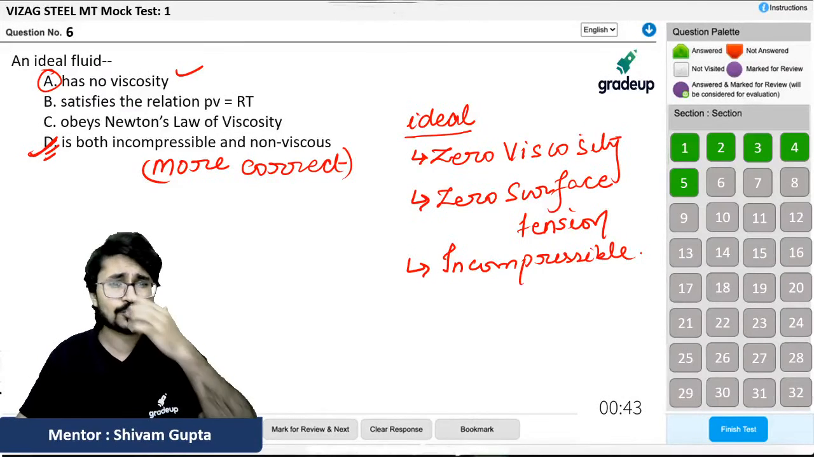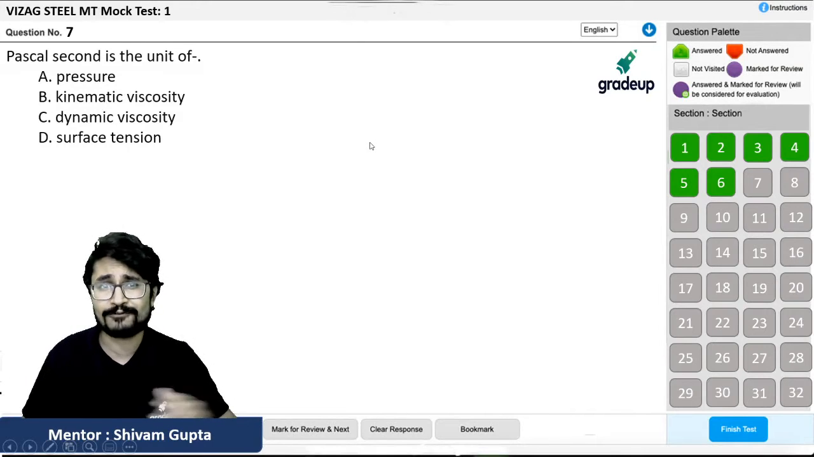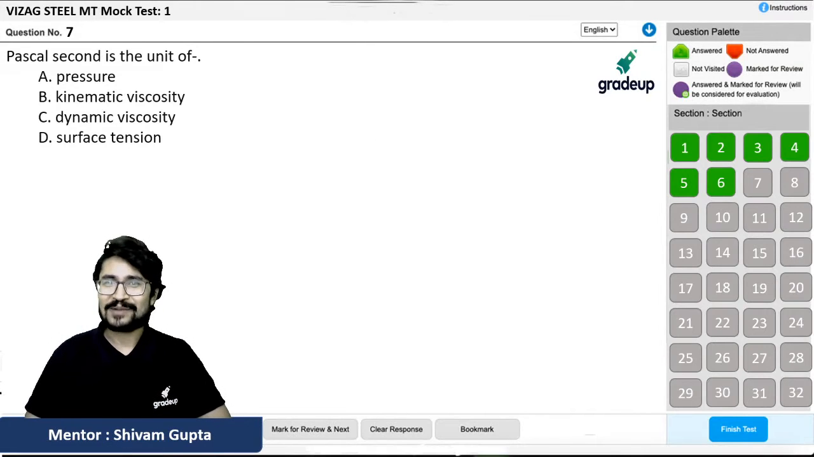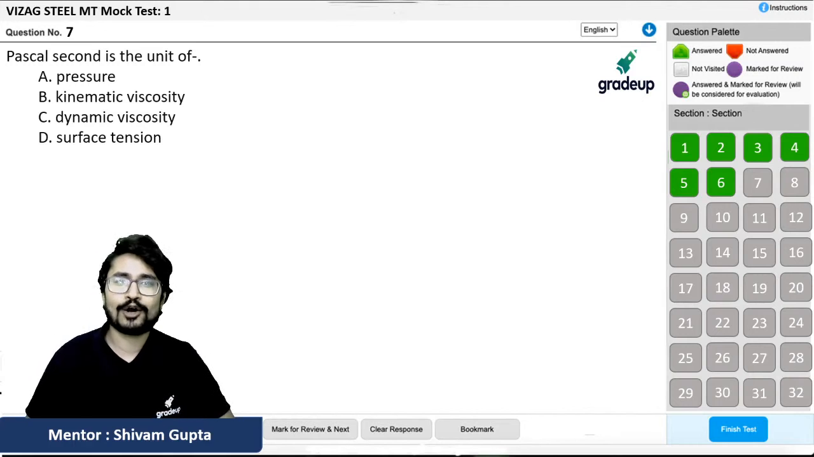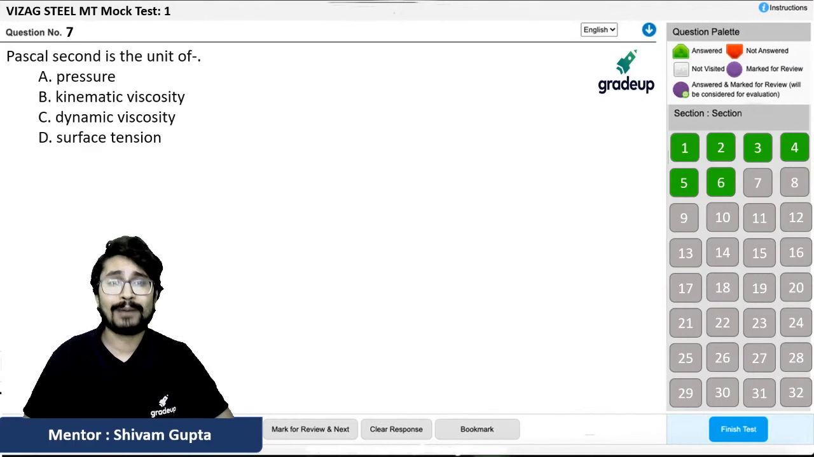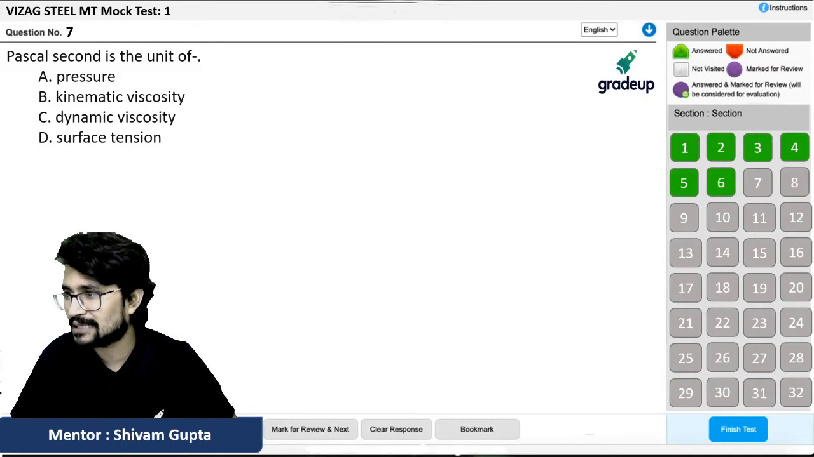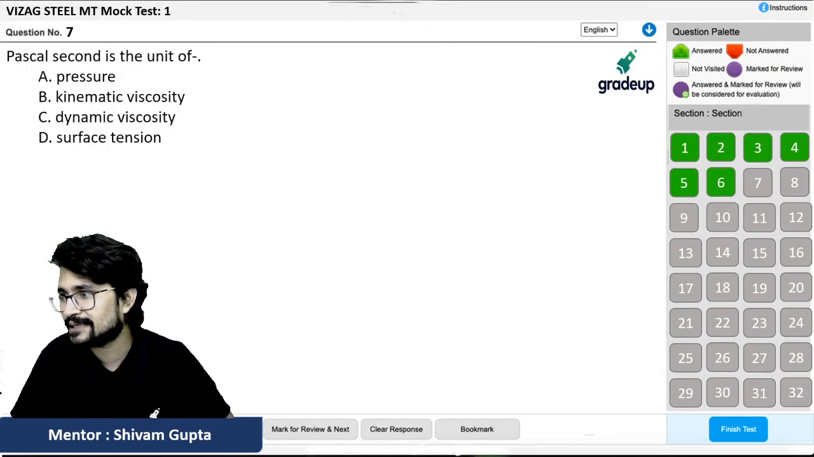Now coming to the next question. The next question on your screen says that Pascal second is the unit of pressure, kinematic viscosity, dynamic viscosity, or surface tension. What will be the answer for this question? Give me the answer. Because D has option A in it, you can see, the most appropriate answer is option number D.